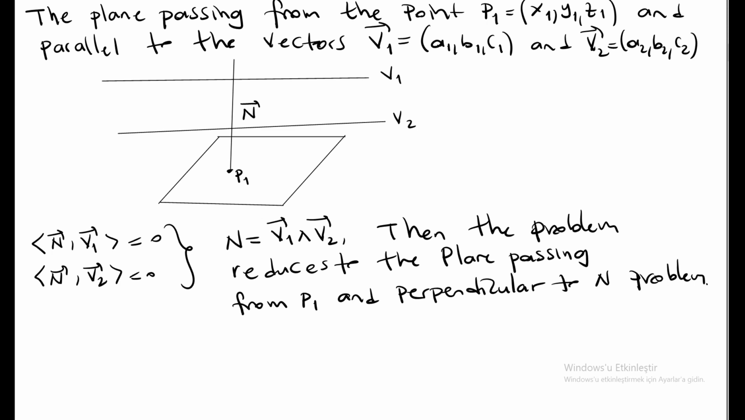So this is the first one we mentioned. In our first method, we said if you have one point, your plane is passing through that point, and if you have a vector, your plane is perpendicular to that vector. So this is the problem.